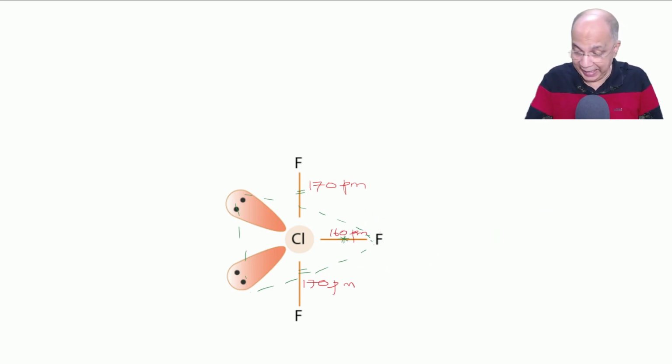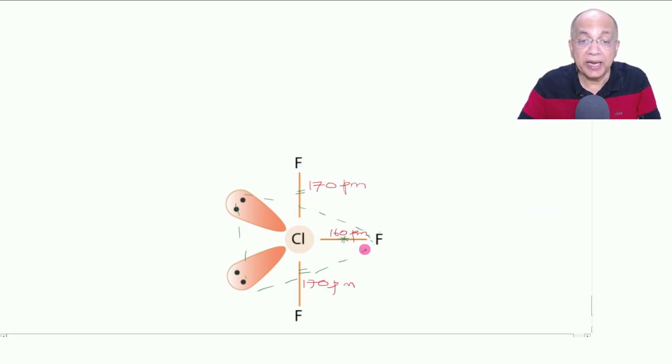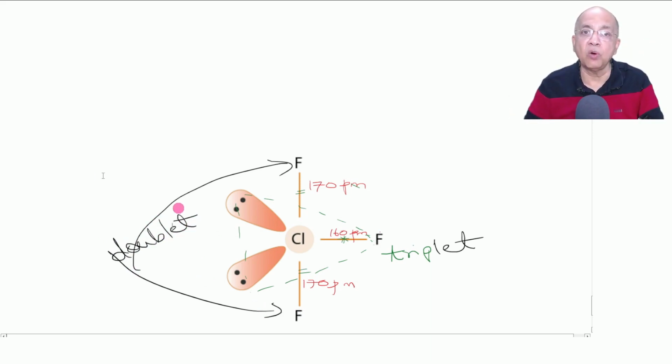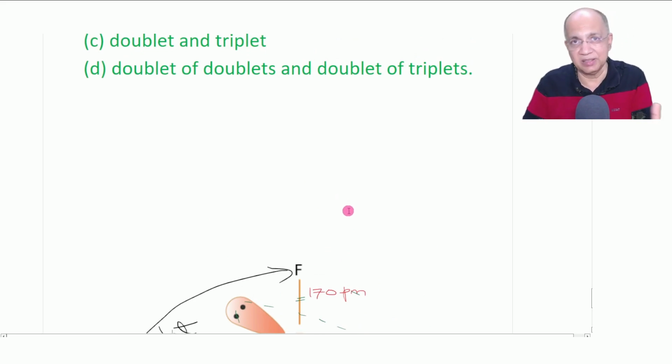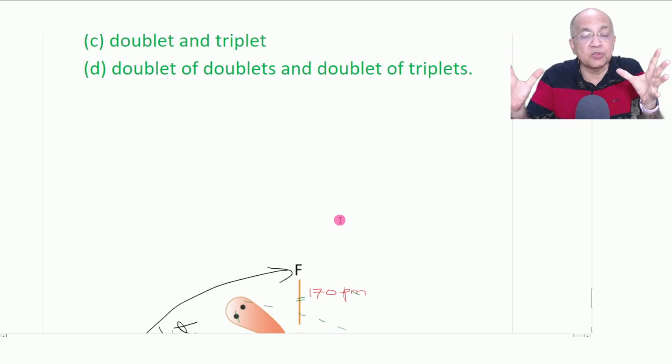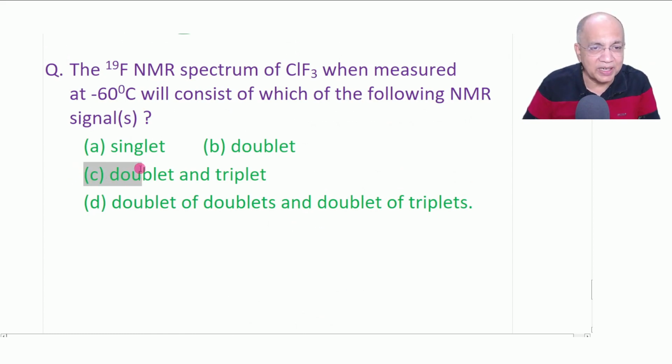This one will give you a triplet, and these two, which are equivalent, will give you a doublet. So a lot of side information is required. Not only one subject, like if you are going to answer a problem on group theory, you have to have other knowledge of where group theory is applied in different fields, right? So the correct answer is a doublet and a triplet.